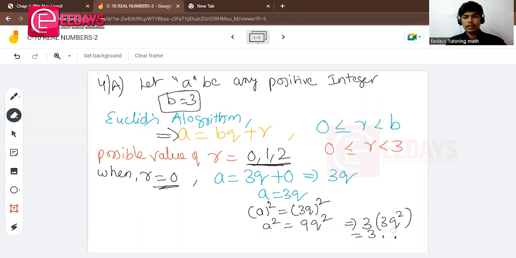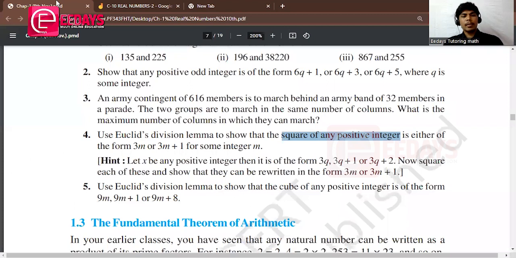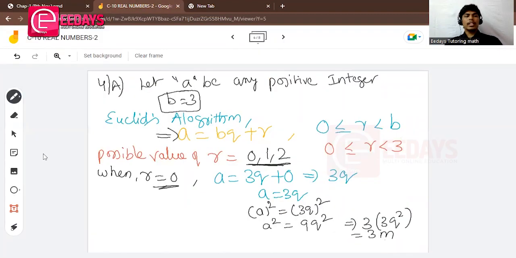This is m. In the place of the bracket, you can take m, an integer. Give me a moment. 3m. So finally, we proved 3m plus 1 and all those things. Okay, I'll explain again, guys.